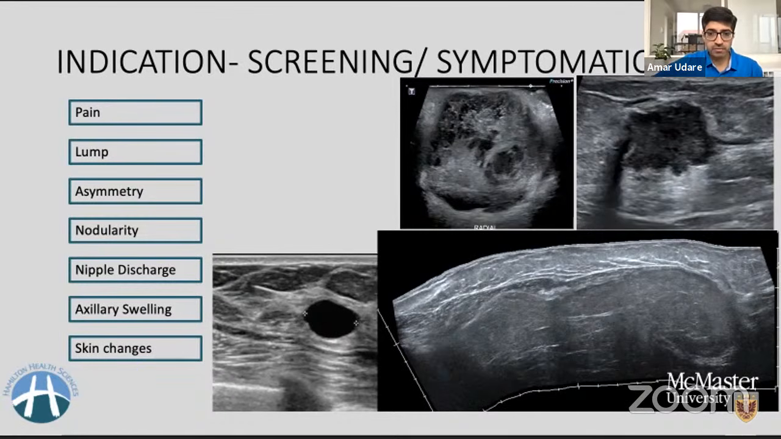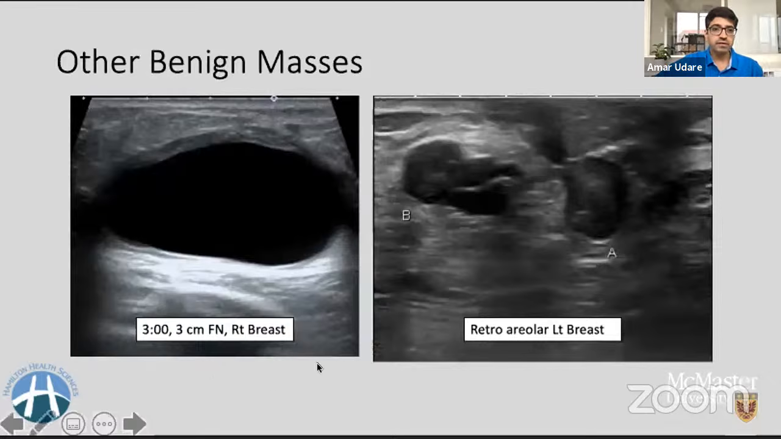So just some other common findings which you can come across in your practice. Obviously, you have seen these simple breast cysts. Again, you may need to aspirate them out if needed, but most of the times these don't need any imaging follow-up. They are BI-RADS 2.